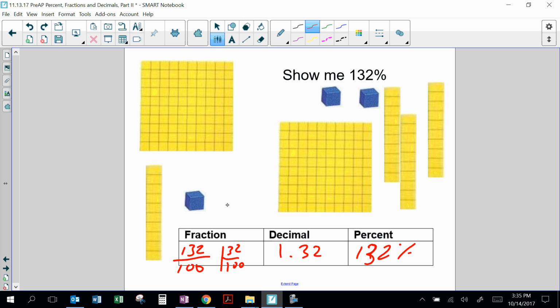Could I simplify this again? I could get 1 and 16/50. I could even get 1 and 8/25. All of these are equivalent. 1 and 8/25 is the same as saying 1 and 16/50, which is the same as saying 1 and 32/100, which is the same thing as saying it's 132 per 100, or 132%, and 1 and 32 hundredths.